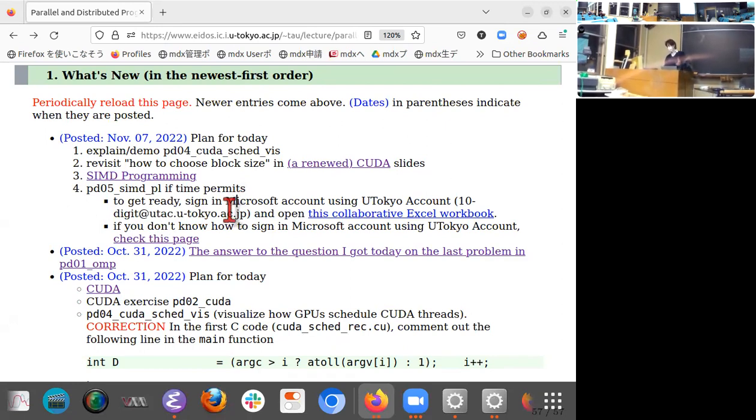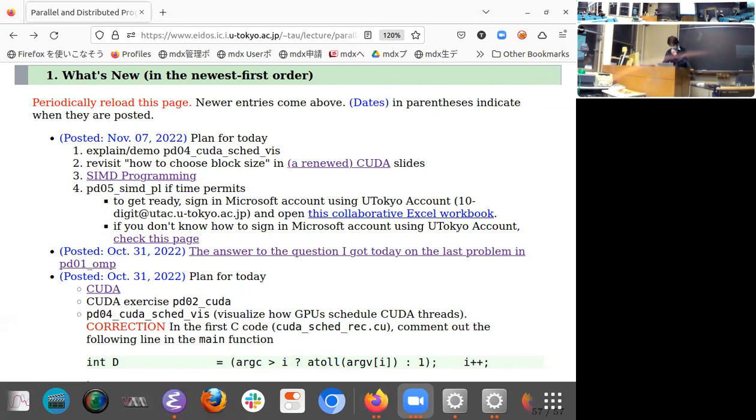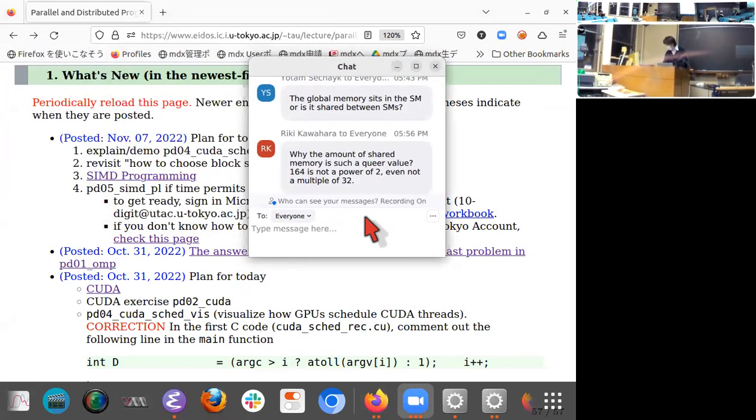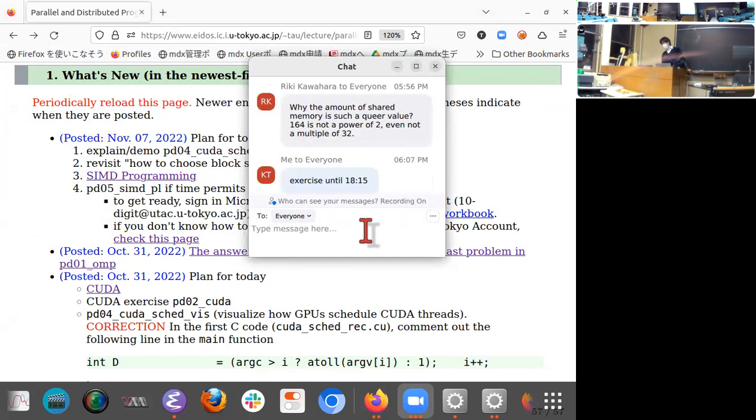So let's have something like 10 minutes for working on Jupyter notebooks, until, let's say 15. So exercise until then, and then I start talking about the next topic.